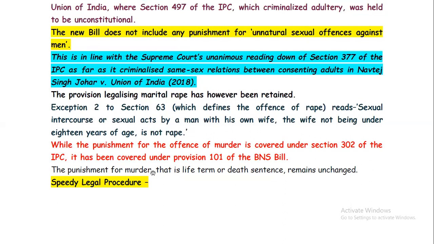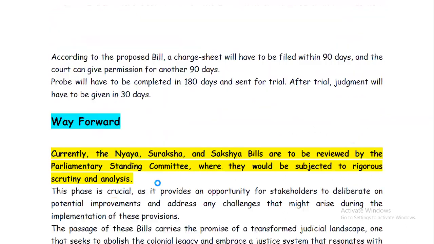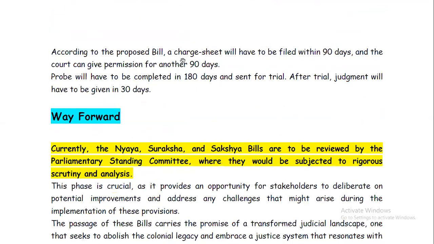That has not changed: speedy legal procedure. Now, according to the proposed bill, a charge sheet will have to be filed within 90 days, and the court can give permission for another 90 days. Proof will have to be completed within 180 days and sent for trial, and after trial, judgment will have to be given in 30 days.